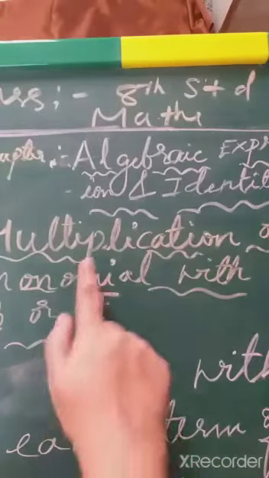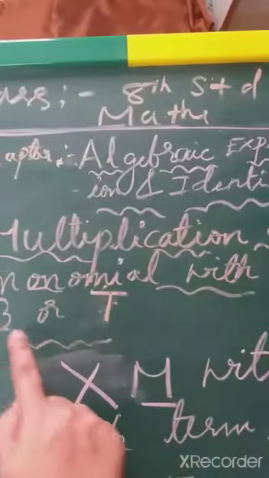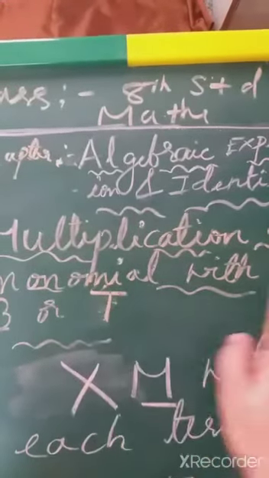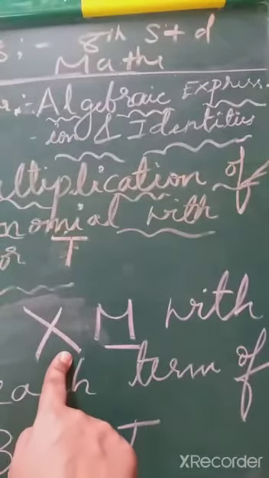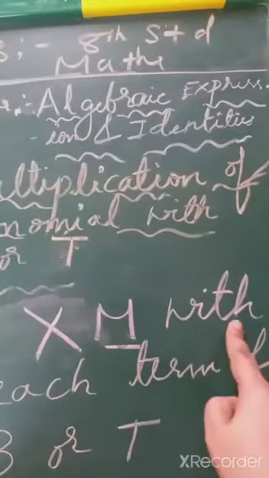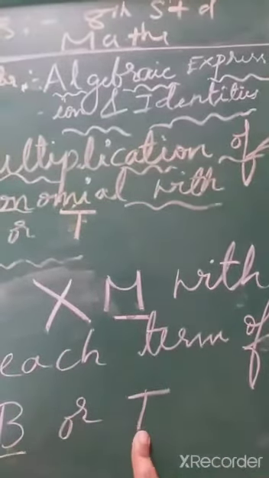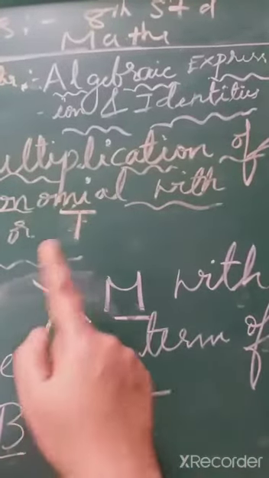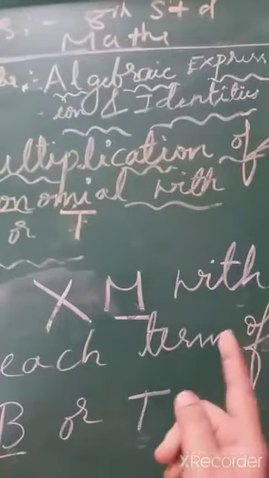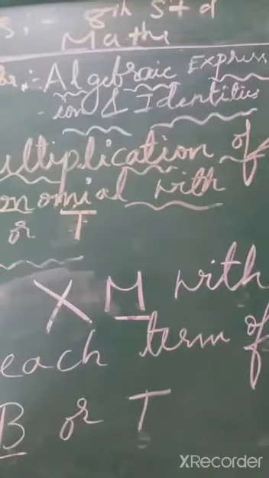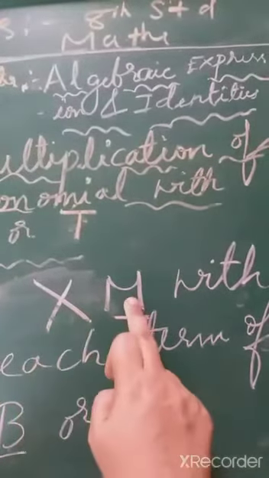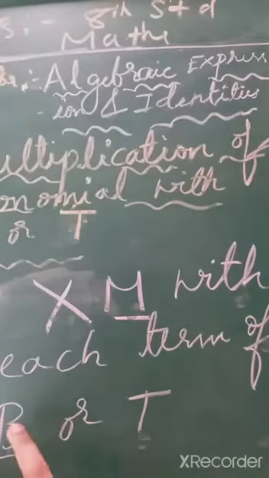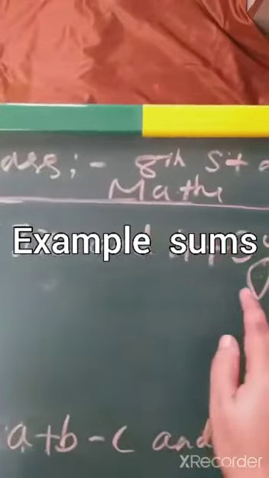Next is multiplication of monomial with binomial or trinomial. Rule is multiply. I have written it in short form. Multiply monomial with each term of binomial or trinomial or polynomial. Multiplication of monomial with polynomial means multiply the monomial with each term of the polynomial, meaning binomial or trinomial.